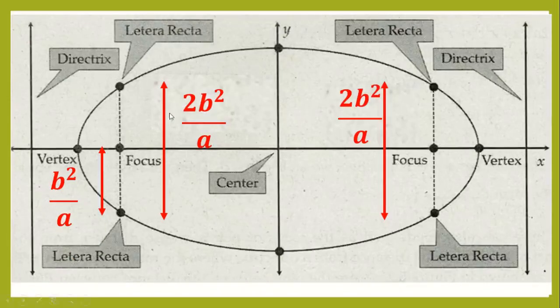And then, kung yung haba ng latus rectum is 2b squared over a, that is from the endpoints, itong tigkabilang dulo ng ating latera recta, from focus to one of the ends ng ating latus rectum, ang haba niya is b squared over a, which is half of 2b squared over a. Okay?